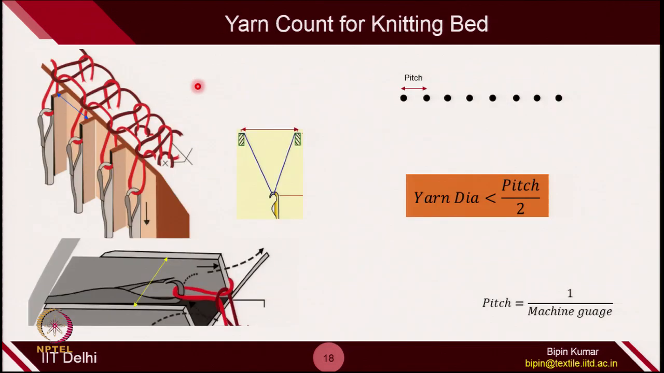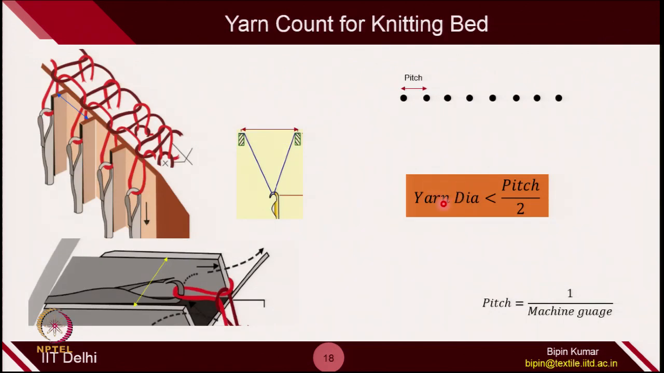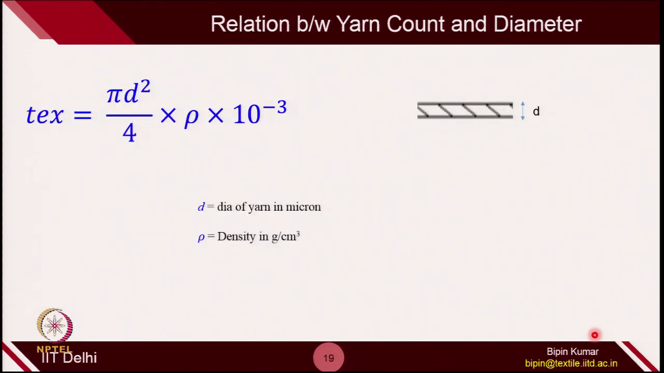So, here you have seen the yarn diameter is connected with pitch, and yarn diameter is directly related with the yarn count. Here is the relation. If you know the density of the yarn and the diameter of the yarn d, then tex is pi d square by 4 into density into 10 raised to the power minus 3. Naturally, d is related with tex, and tex is related with machine gauge. So, you can guess that count and gauge are somehow related.